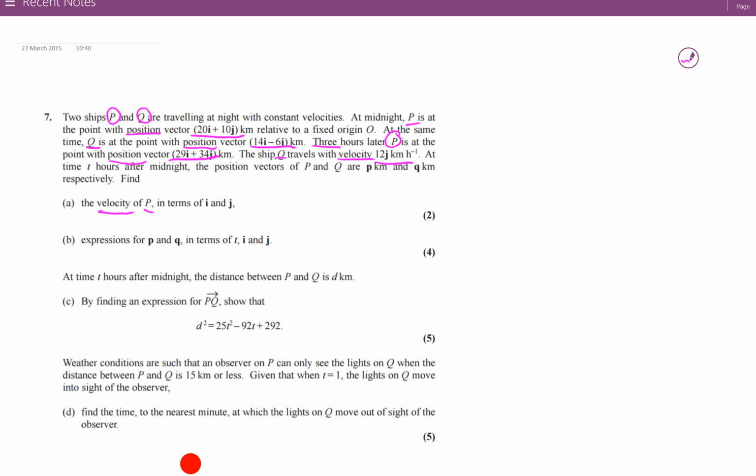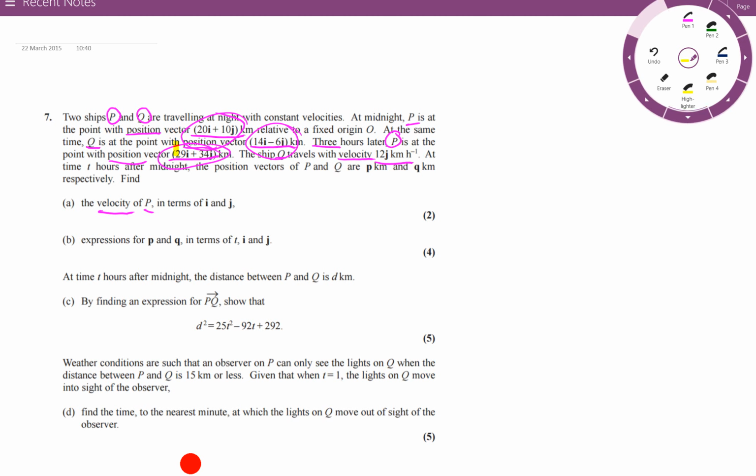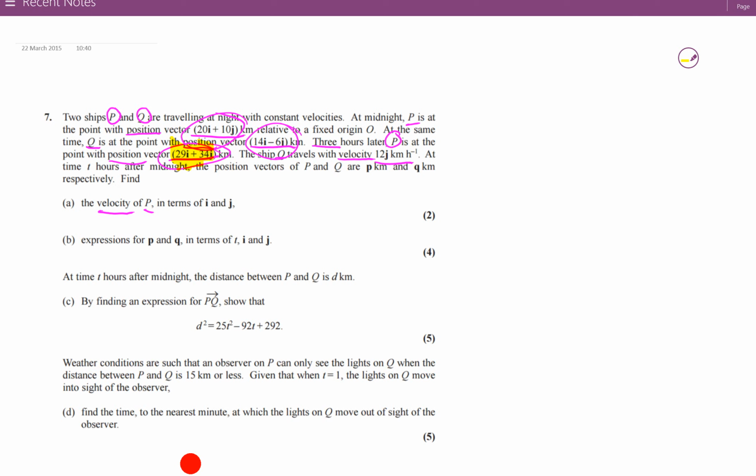Okay, hopefully that wasn't too distracting. Have you read the question yet? Yeah. Okay, cool. So I'm going to summarize it very quickly. P starts off with that position and ends with that position. Q, on the other hand, starts off with... Oh, have I said it the wrong way around? I circled too much. Let me use a different highlighter. Q is starting with 14 160. P, 3 hours later, is at the position with vector... Oh no, that's the wrong one.